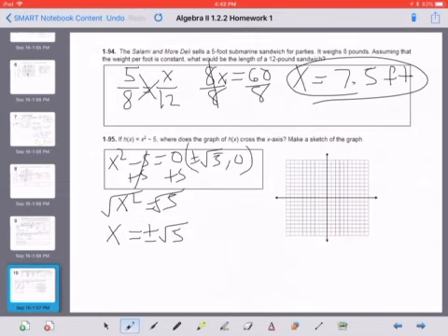So if I were to make a graph of this, I would start just by plugging in points. So I figured out that the vertex was at 0, negative 5, just about right there. And then I just kind of sketched it up because I knew it was going to be a parabola.